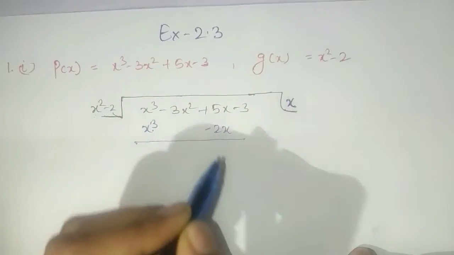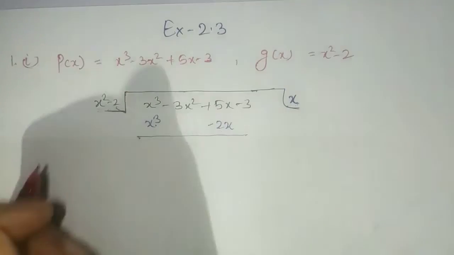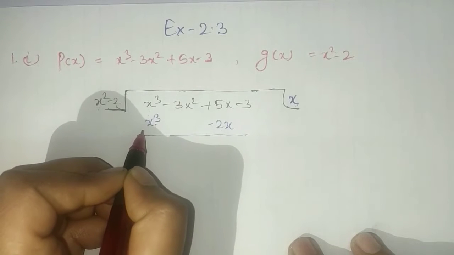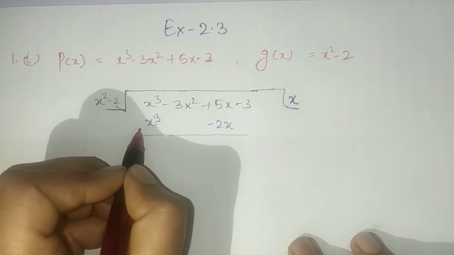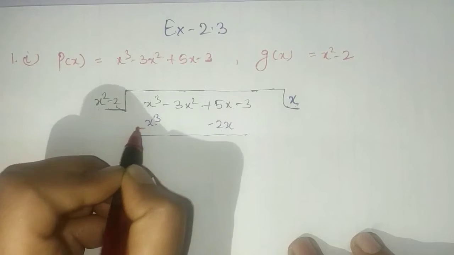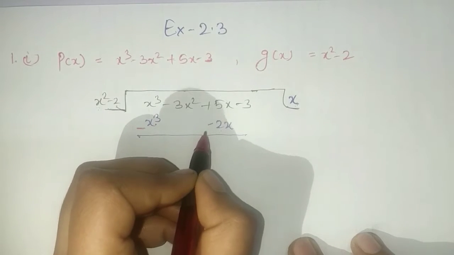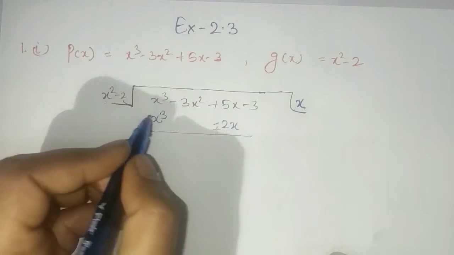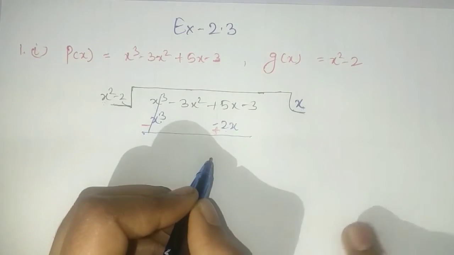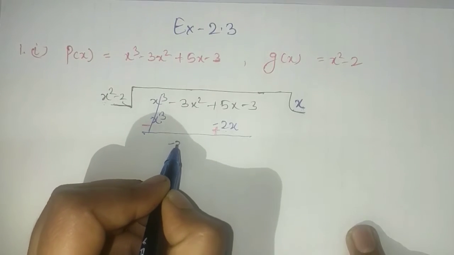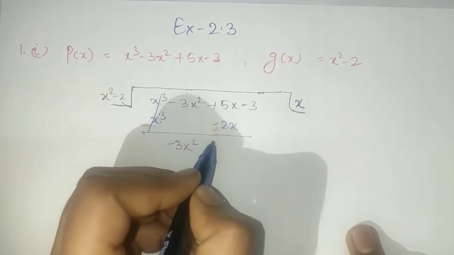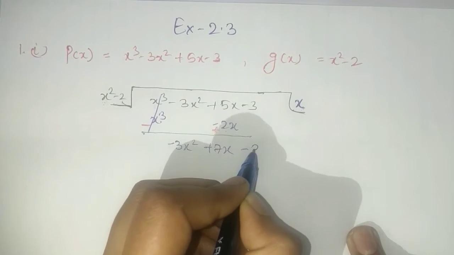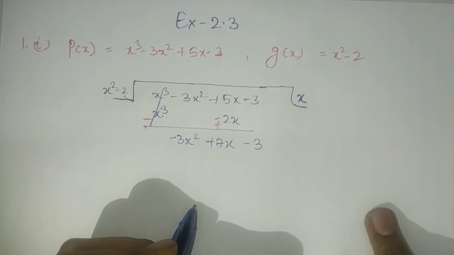Now we will subtract them. How we will subtract them? By changing the sign, that we know already. X cube, here there is plus x cube, that will convert into minus. Here we have minus 2x, that will change to plus. So x cube minus x cube will cancel each other. Minus 3x square comes as it is. 5x plus 2x becomes 7x and minus 3 will come as it is.